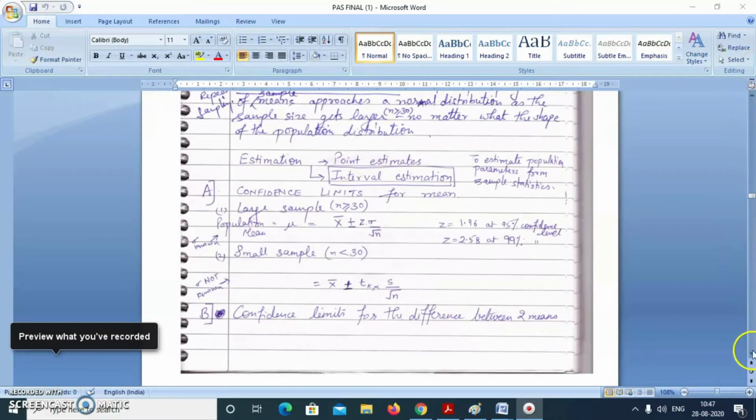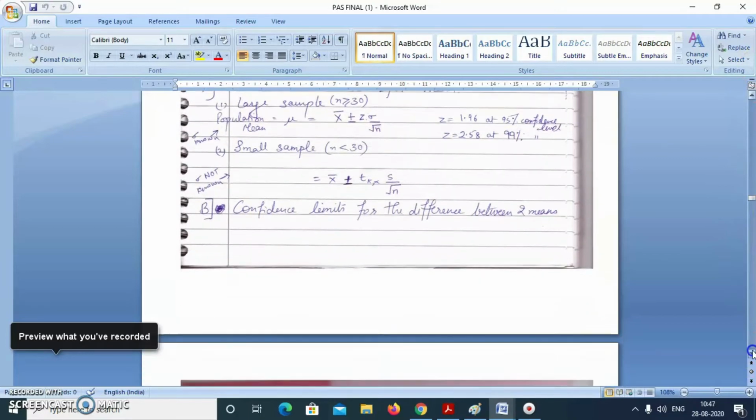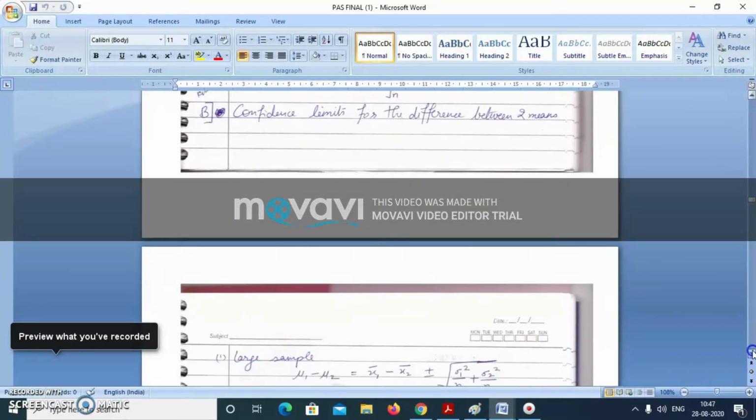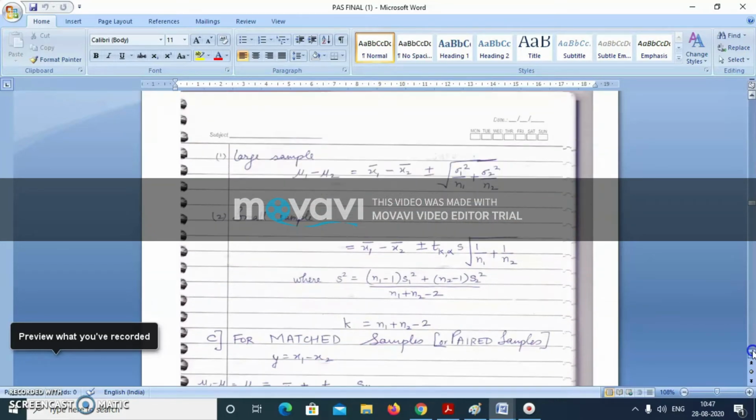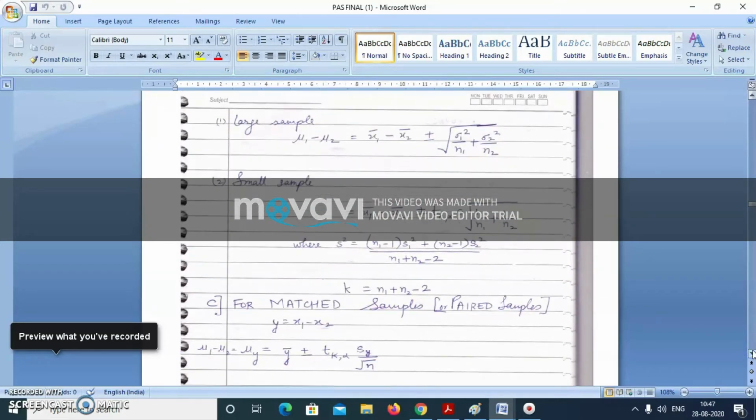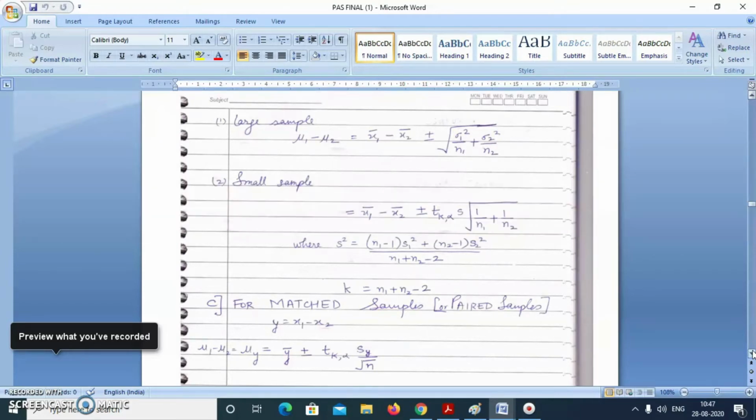Now the second category of questions is confidence limits for the difference between two means. Suppose we are given two means and we have to estimate the difference between two means. As we do the questions, you will be able to understand it. Just go through the formulas first. Here we take the two sample means and take their difference.